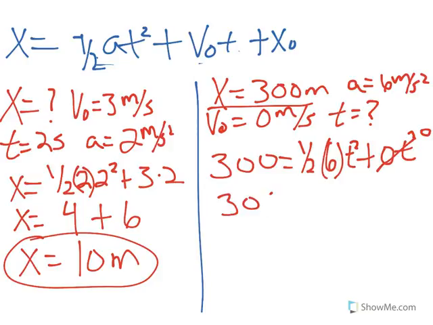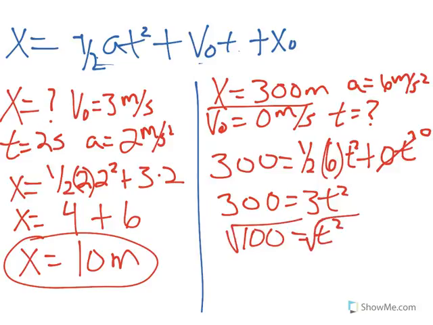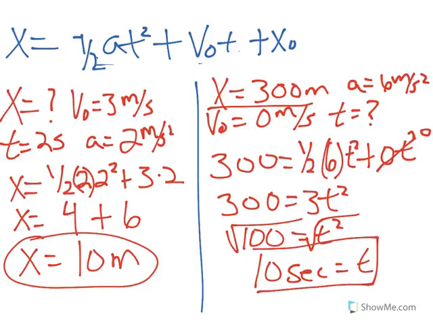So this gives us 300 = 3t². If we solve for t squared, we get 100 = t². If we take the square root of 100, we get 10 seconds = t. So notice here we were able to solve for the time by having the position and the acceleration. All right, that's very, very important to be able to do. Next up, this formula comes in handy when you just cannot think of any way to find time. If you don't need to find time and you just can't figure it out, this is always a good formula to go to.